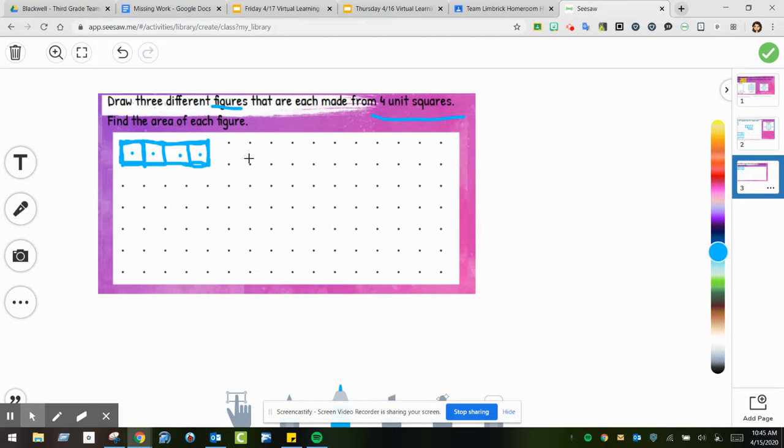I could also do a square. So let's go ahead and try that one. 1, 2, and to make a square, I have to make sure it's even. So on the bottom, I'm going to do 3, 4. Here is my second figure. It is a square, and it has 4 units to cover the area.